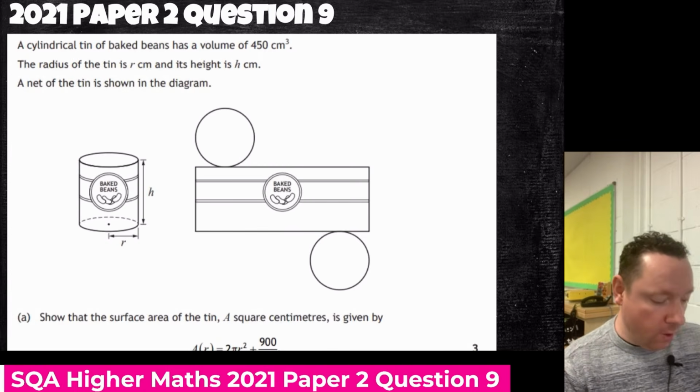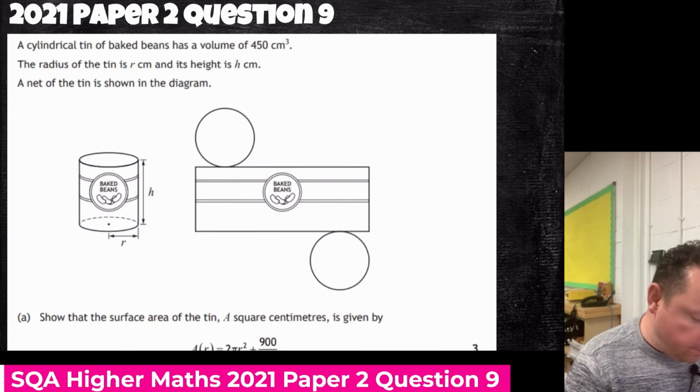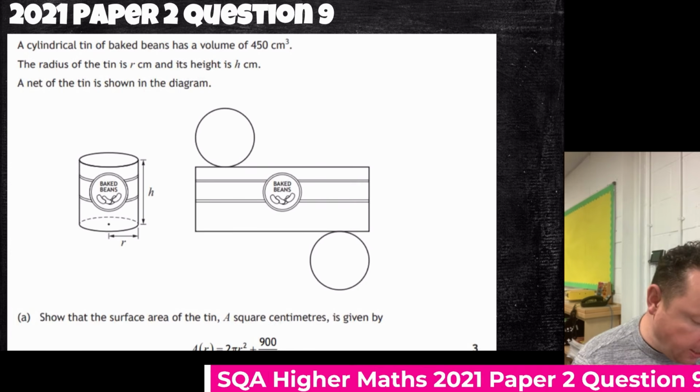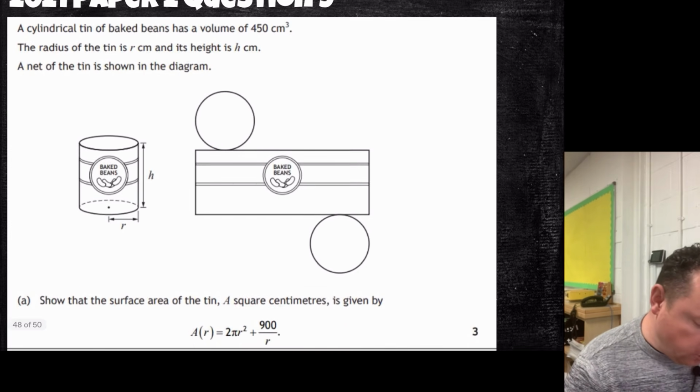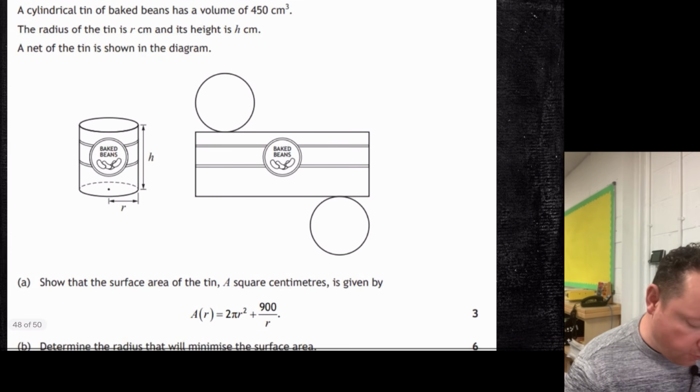SQA Higher Maths 2021, Paper 2, Question 9. A cylindrical tin of beans has a volume of 450. The radius of the tin is r and the height is h. The net of the tin is shown in the diagram here. So the surface area is given by this formula.